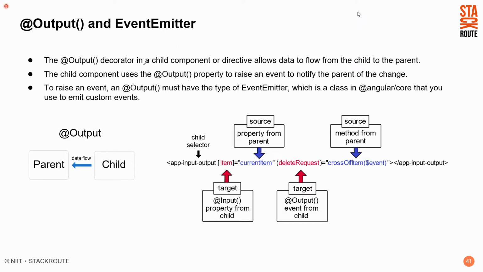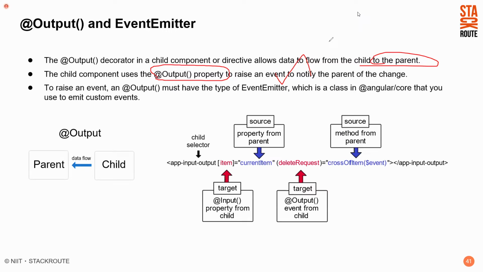The @Output decorator in a child component or directive allows data to flow from child to parent. Child component uses the @Output property. So in child only we will use @Input, in child only we will use @Output. So @Output is used to raise an event. We can do only event binding to notify the parent of the change. Whatever changes I want to make on parent, in order to notify, we will use the @Output event.